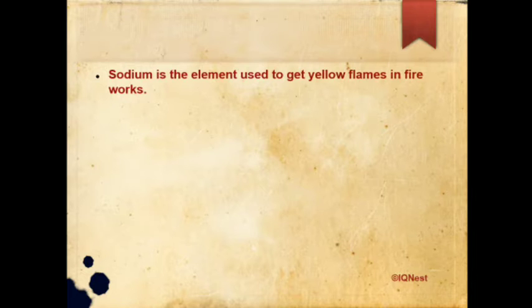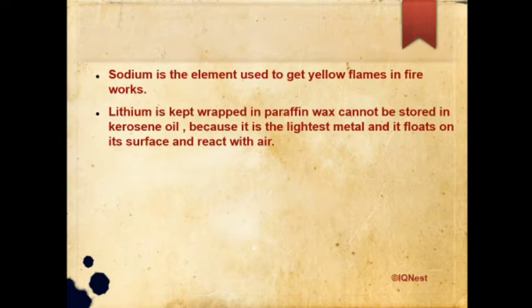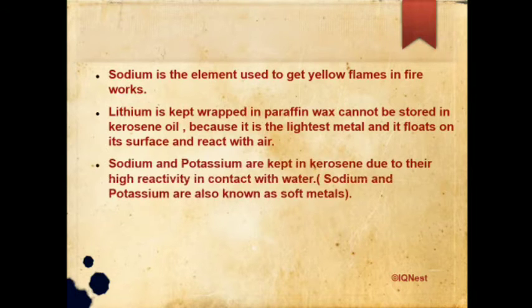The next point, sodium is the element used to get yellow flames in fireworks. So again, the fourth element which makes colored flames. The next point, lithium is kept wrapped in paraffin wax, and cannot be stored in kerosene oil because it is the lightest metal and it floats on the surface and reacts with air. The next point, sodium and potassium are kept in kerosene due to their high reactivity in contact with water.